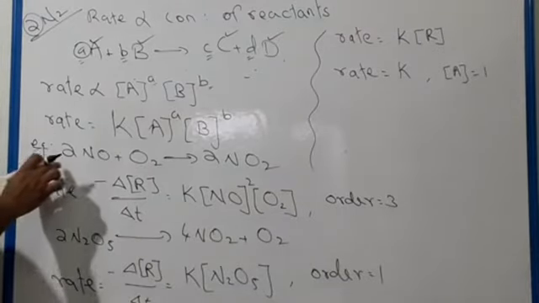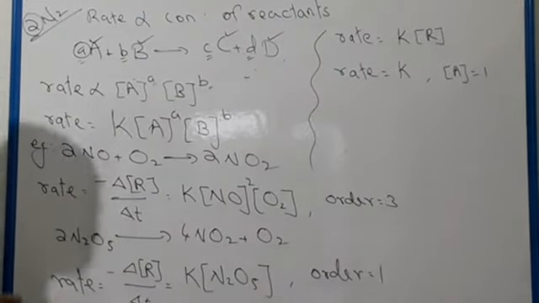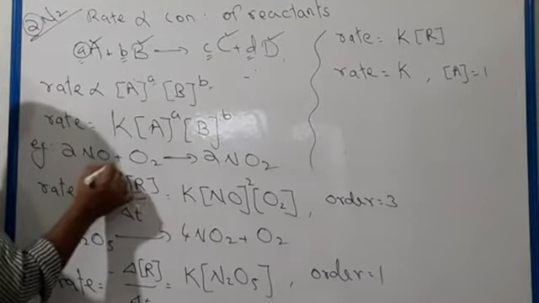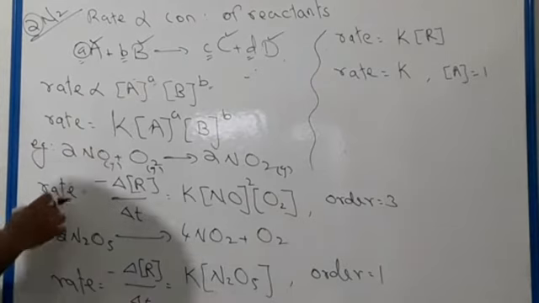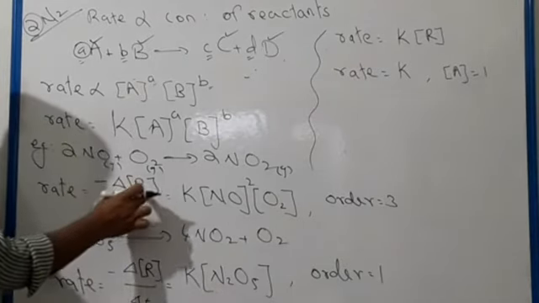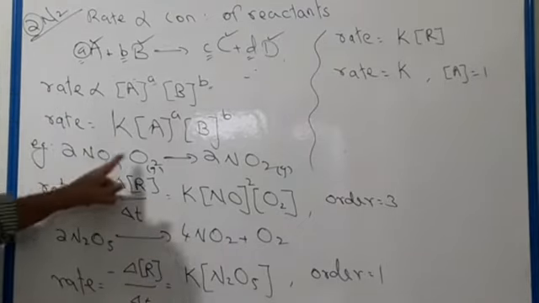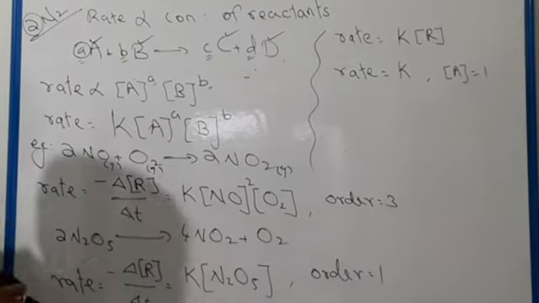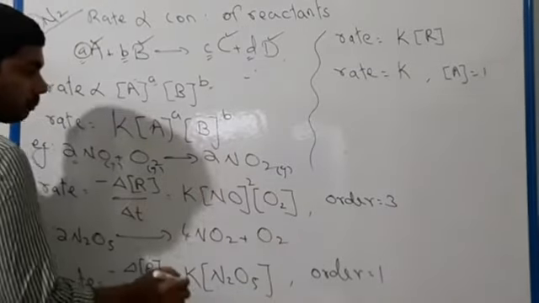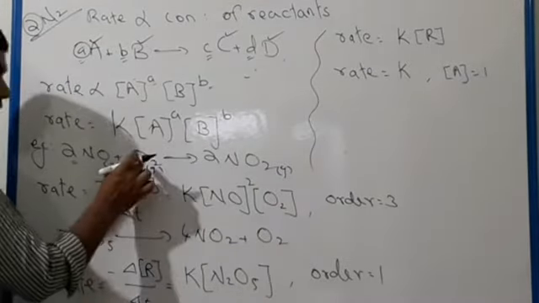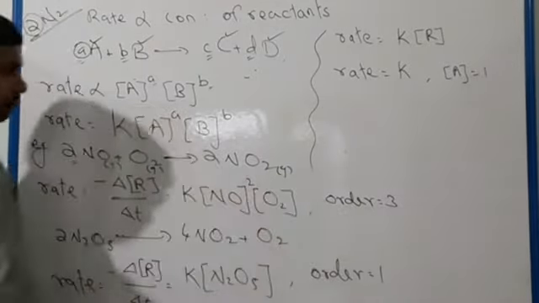Consider one example, 2NO plus O2 giving 2NO2. All of them are in gaseous state. Here, rate of reaction, we know, is change in concentration of reactant divided by change in time. It will be equal to k times concentration of NO power 2, this 2 over here, times concentration of O2, here O2 power 1, so here power 1.